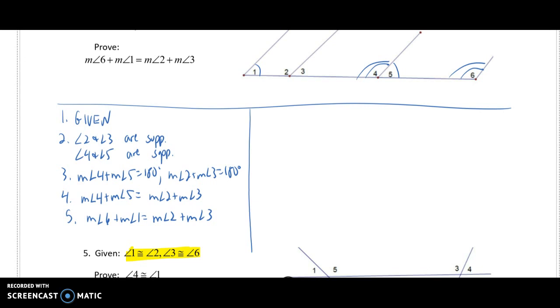And then, thinking about the given, 1 and 6 are nowhere near each other, but these angles 4 and 5 form a linear pair. So we're going to say that they're supplements as well because of the linear pair postulate.